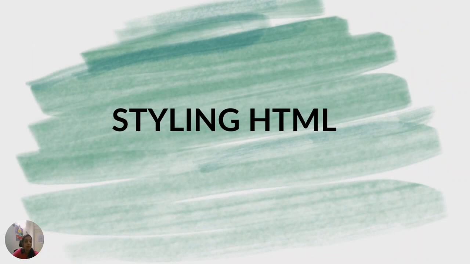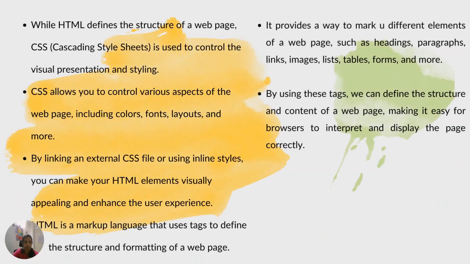Next, we will see how we style our HTML. HTML defines the structure of the web page, and there is another language called CSS that defines the visual presentation or styling for the web page. With CSS, we can control the color, font, layout, everything.